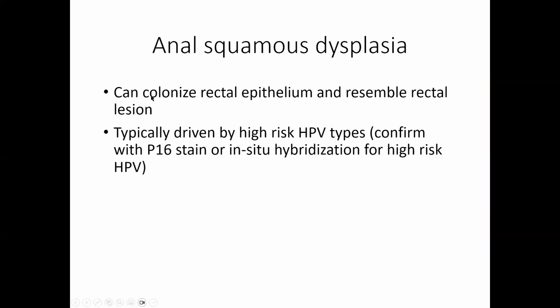So anal squamous dysplasia can colonize the rectal epithelium, and it can totally resemble a rectal polyp. The underlying etiology is high-risk HPV, so we can do special stains to identify that. Fortunately, even though these can mimic colonic polyps, under the microscope they're pretty distinctive and can be differentiated, because they obviously have very different follow-up.